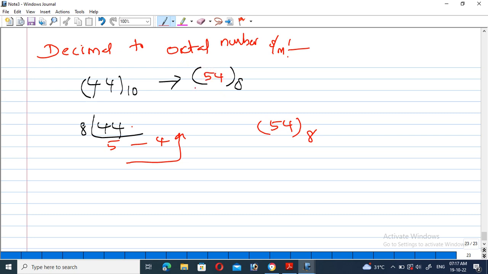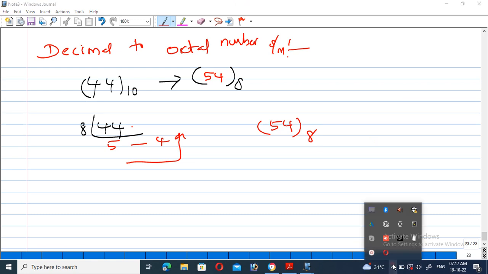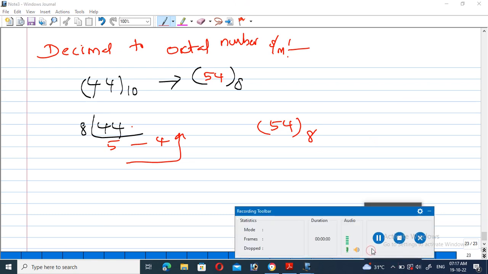So these are the different conversions from the decimal number system to other number systems: decimal to binary, decimal to octal, decimal to hexadecimal. Okay, so the next conversion is any base to decimal number system conversion process, right? So that will be seen in the next class.